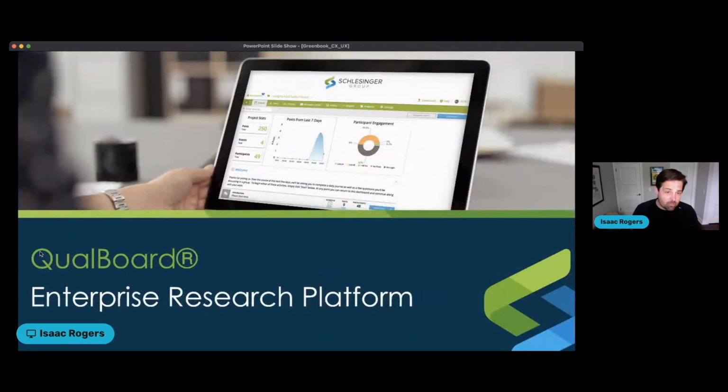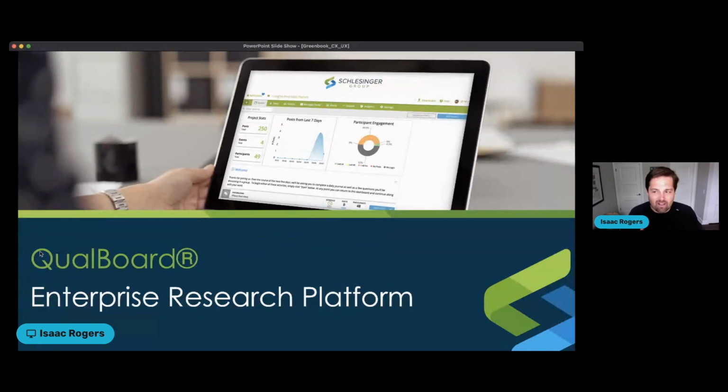When it comes to choosing a platform, the most common platform we have in our portfolio for this kind of work is QualBoard, our enterprise research platform. It's an online qualitative platform that's used by thousands of researchers around the world. We're running about 3,500 studies on this platform every single year. It runs a full spectrum, but CX and UX are a huge part of what we do inside of this tool.